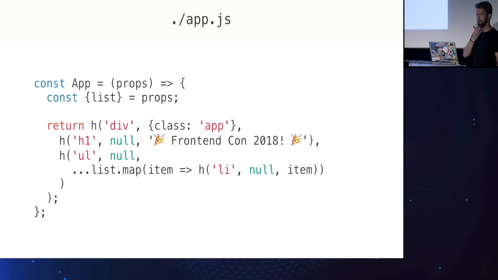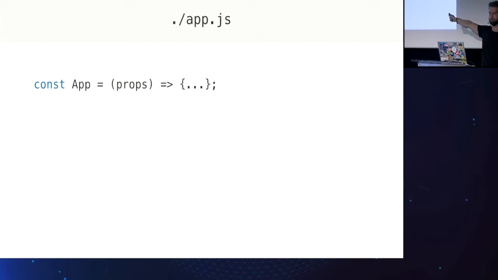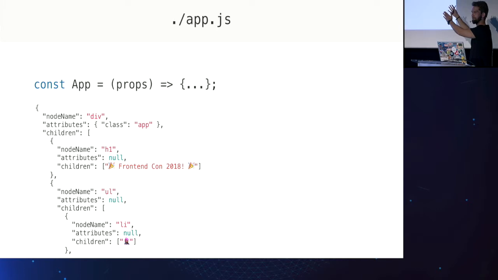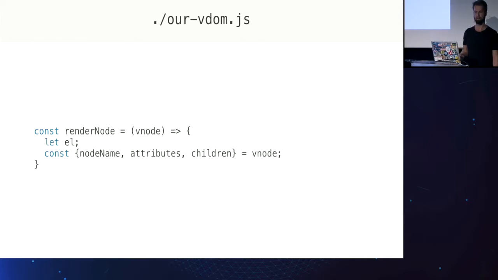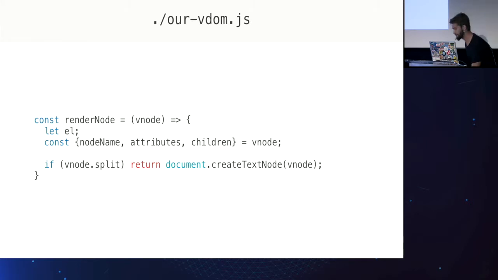So when we now have our app, this was also returning DOM nodes just 5 minutes ago. What this now returns is a huge object describing our UI. This is how the virtual DOM works. It's just UI becomes data. But now we need a new function, let's call it renderNode, that accepts these nodes that are included in this huge tree. So we grab the node name, the attributes, and the children. Then we check if it's a text node by checking if the split function is available on this object.